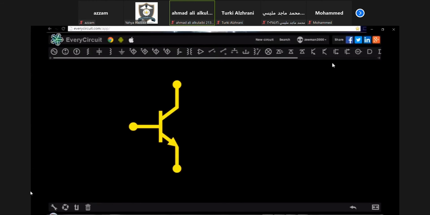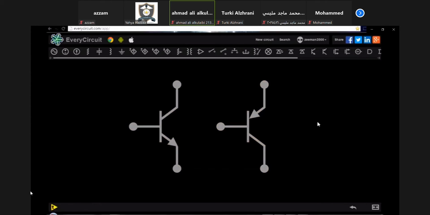and the PNP, and explore a circuit which will include both types. Let's firstly look at the transistor in more detail.